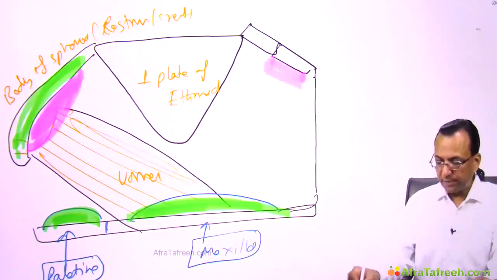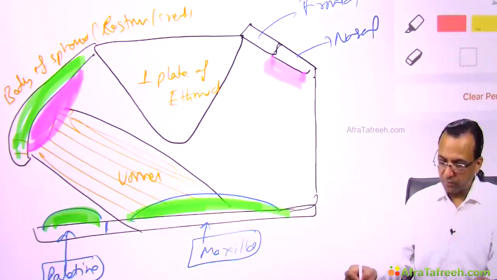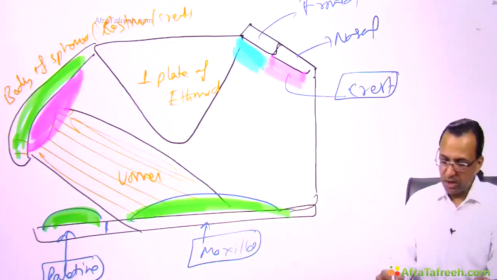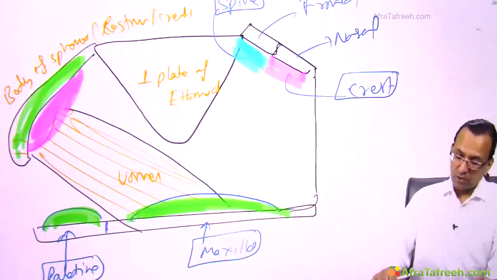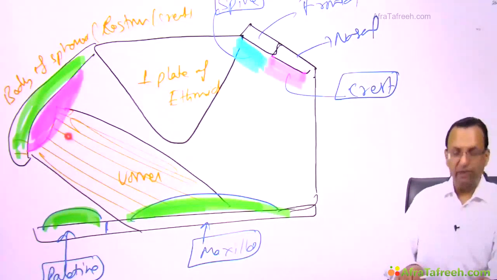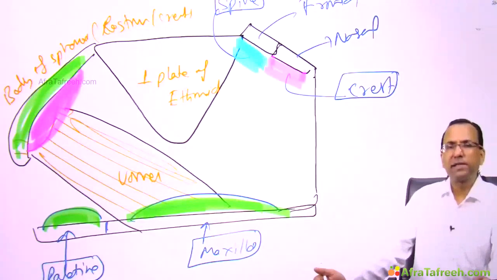If the nasal bone is giving the crest, then what was the frontal bone giving? The frontal bone was giving us the spine. So this is the crest of the nasal bone, and that is the spine of the frontal bone. So the nasal bone gives a crest, the maxilla bone gives a crest, the palatine bone gives a crest, and the sphenoid bone gives a crest. And the frontal bone gives the spine. In addition to that, there is the perpendicular plate of ethmoid and the vomer bone from below. That is all in the nasal septum.